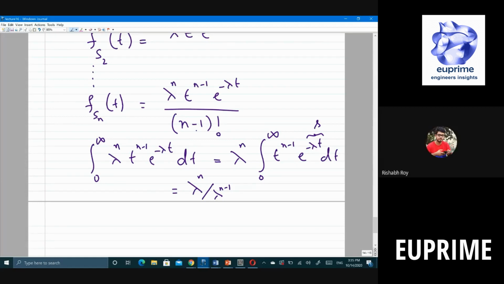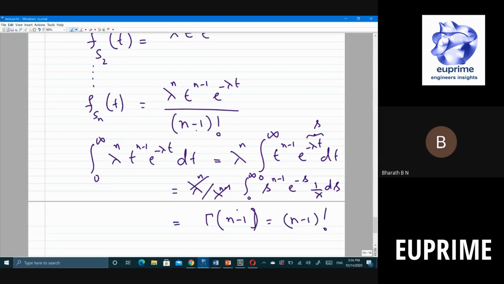Everything fine, right? So in the previous integration, the integral from 0 to infinity of t to the power n minus 1 e to the power minus lambda t dt comes down to gamma n upon lambda to the n. Here dt is 1 by lambda ds, so the lambdas cancel, and you have gamma of n, which is n minus 1 factorial. Fine. So n minus 1 factorial is your normalization constant. Is that okay, everyone?